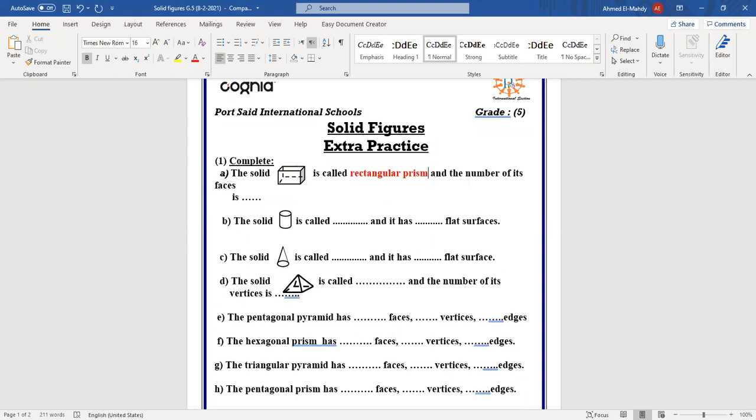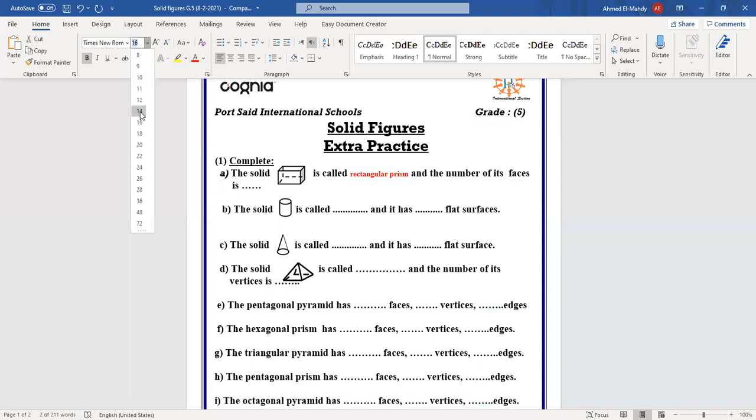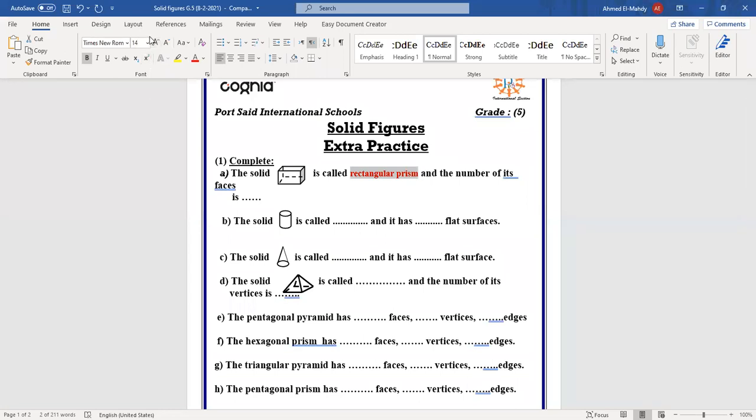How many faces in it? Yesterday we said how we can find the number of faces in the prism. In the prism multiply by 2. No, plus 2. Yes, plus 2. Here 4 plus 2, rectangle has 4 sides. 4 plus 2 equals 6. Number of its faces is 6.